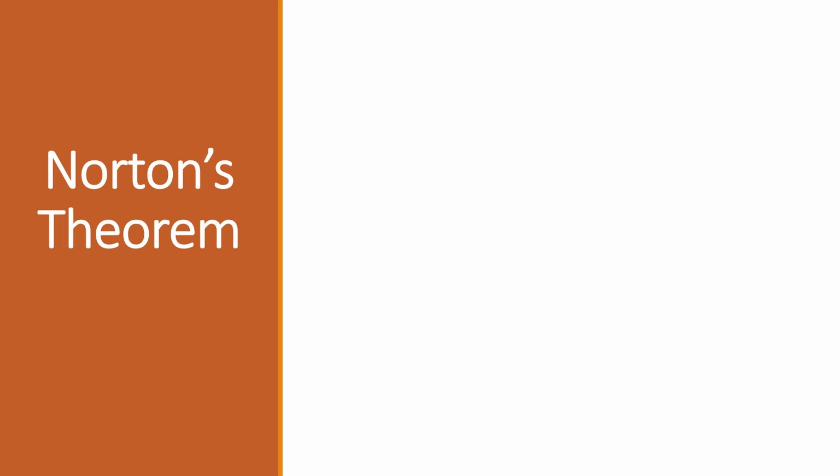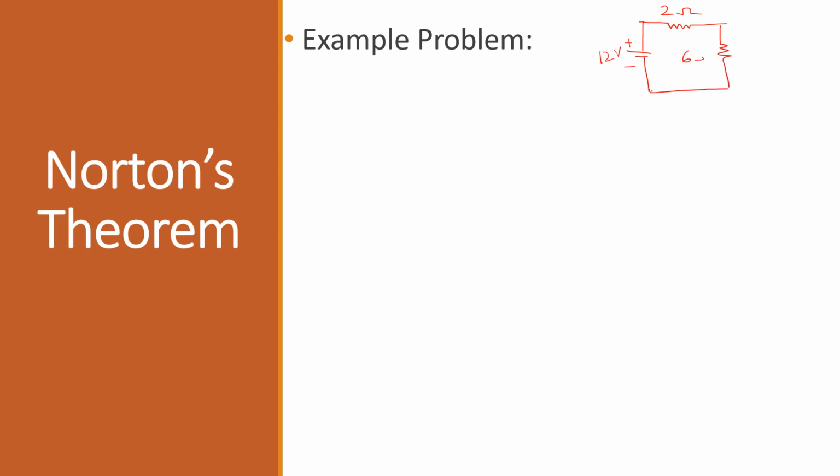Now look at this example problem. If you have a circuit like this, a voltage source of 12 volts is connected to a 2 ohms resistor. It is further connected to a resistor of 6 ohms. Here is another resistor of 3 ohms, and here is the load resistor, which is 1.5 ohms.